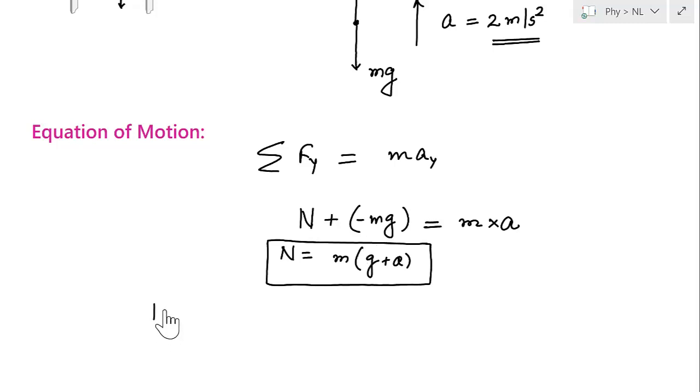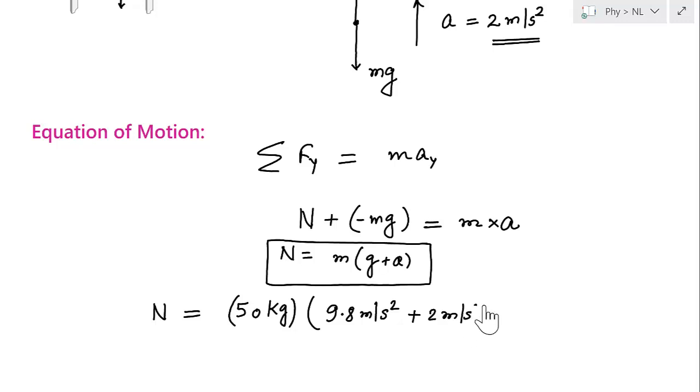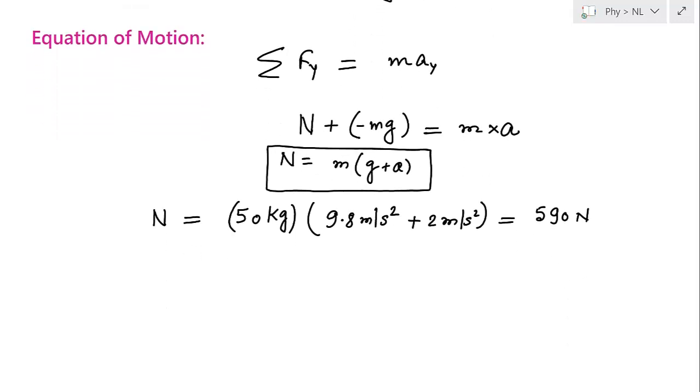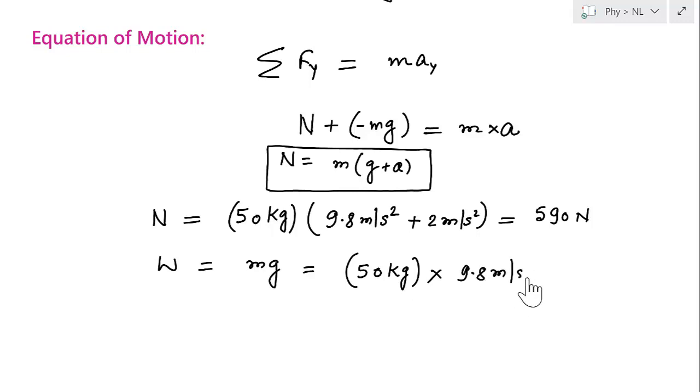So let us calculate this normal reaction. Mass of Bowman is given, that is 50 kg, and G value is 9.8 meter per second square, and in this case acceleration is 2 meter per second square. So if you calculate all this will come 590 Newton. Now you can also simply calculate weight of this Bowman. So weight will be nothing but mg. M is 50 kg and G is 9.8 meter per second square. So this will come 490 Newton.